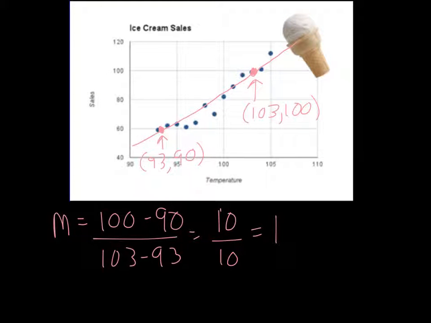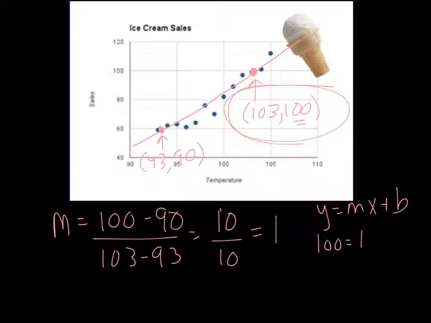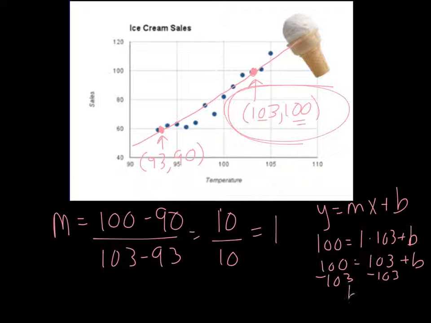So once I know my slope, I can take the equation y equals mx plus b and plug in values I know. I'm going to use this point. So I know from this point my y value is 100. I just found that m was 1, and I know my x value is 103. I don't know b. So 100 equals 103 plus b, which tells me that if I subtract 103 from both sides, b has to be -3. So the equation of my line of best fit is y equals 1x, or just x, minus 3.